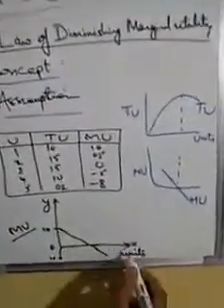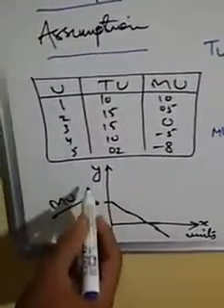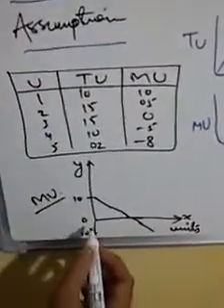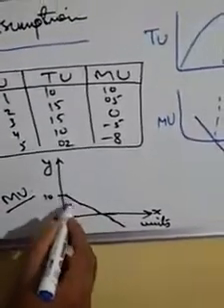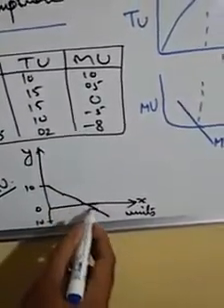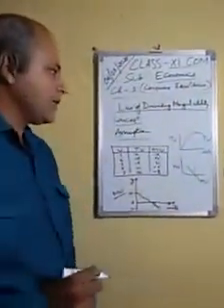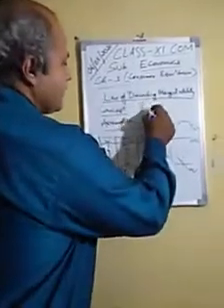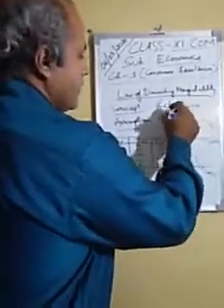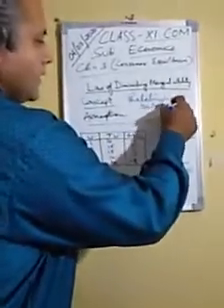So on the x-axis I have taken units and on the y-axis I have taken MU. On the first unit it was 10, then 5, then 0, then minus 5 and minus 8. As you are seeing, this curve is going down, because in my earlier classes I have taken the concept of the relationship between TU and MU. When TU is maximum, MU becomes 0, and when TU starts diminishing, MU becomes negative.